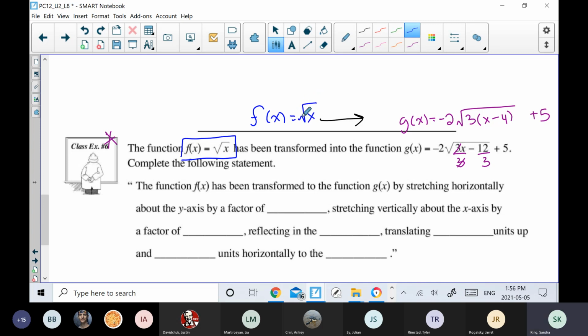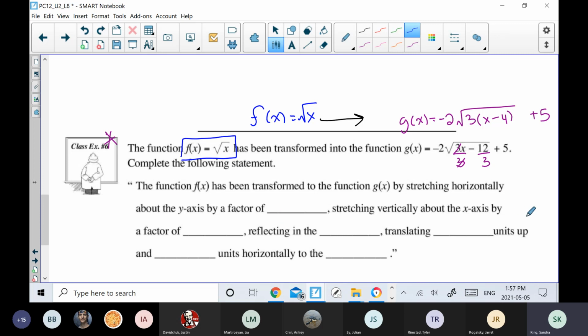So look at what they did to the square root of x. They put an a in front of it. They put a reflection, right? If I put a -2 in front of here, there's a stretch and a reflection. Inside the function is my b and my h. Outside of the function is my k.